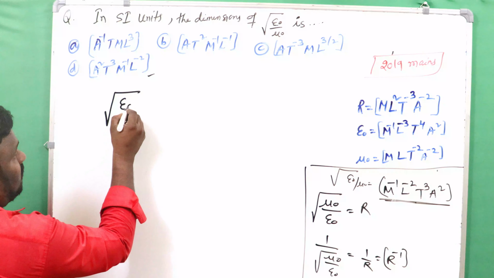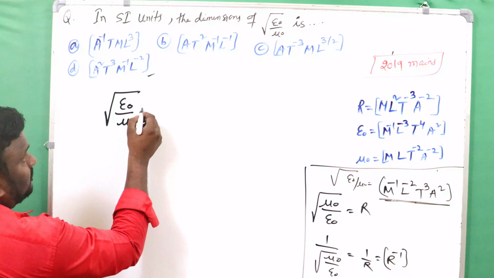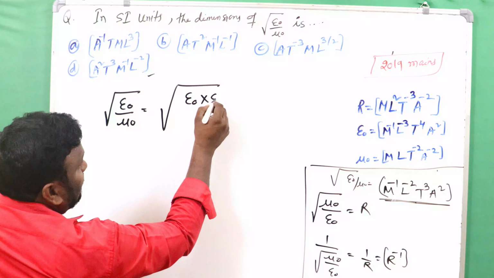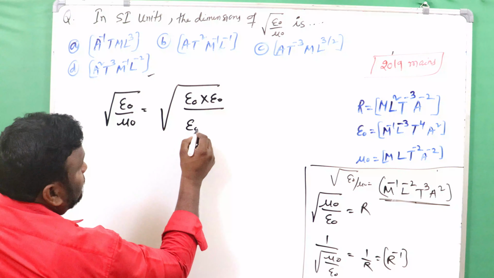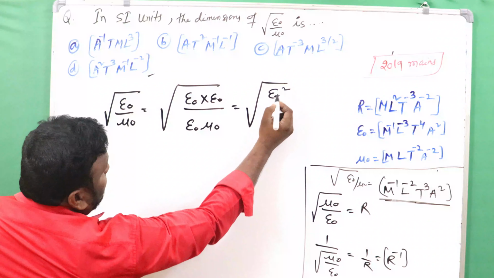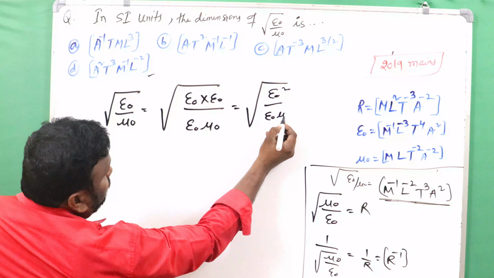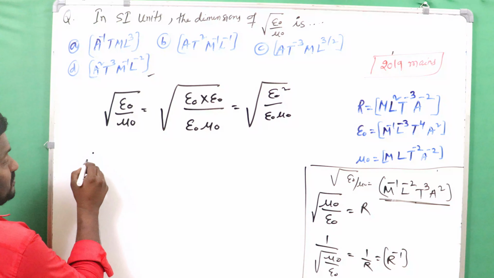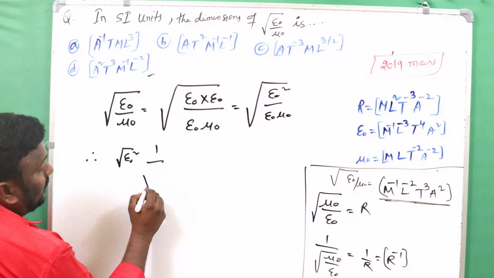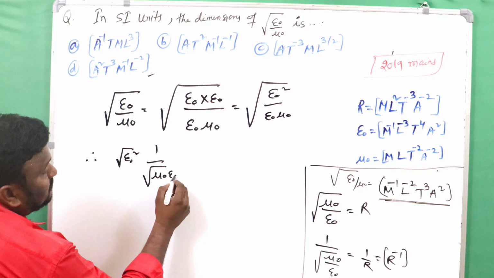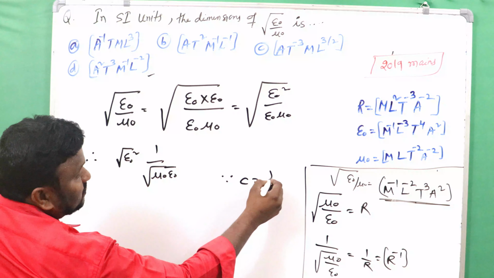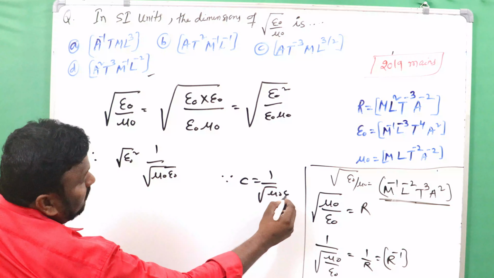Under root of epsilon naught by mu naught. For our convenience, we are multiplying the numerator and denominator with mu naught. Then we get under root of epsilon naught square by epsilon naught mu naught, which is written as epsilon naught square into 1 by mu naught epsilon naught, under root. We know that C is equal to 1 by under root of mu naught epsilon naught.